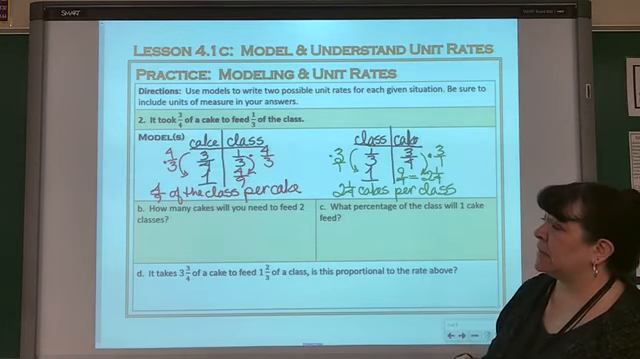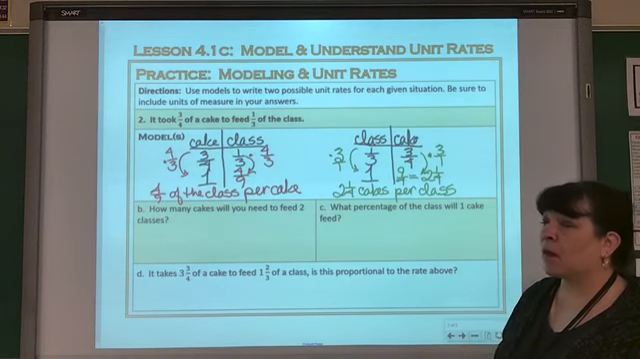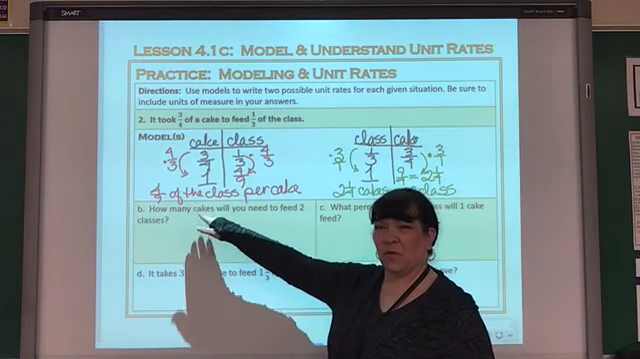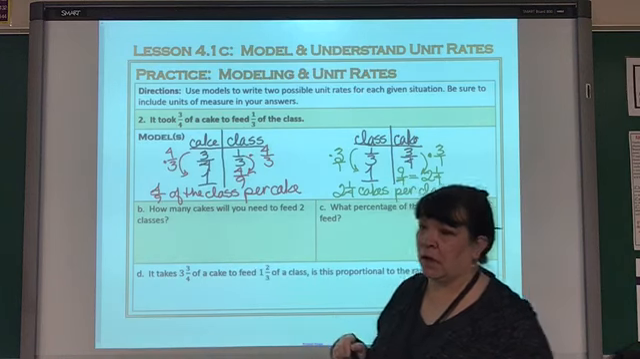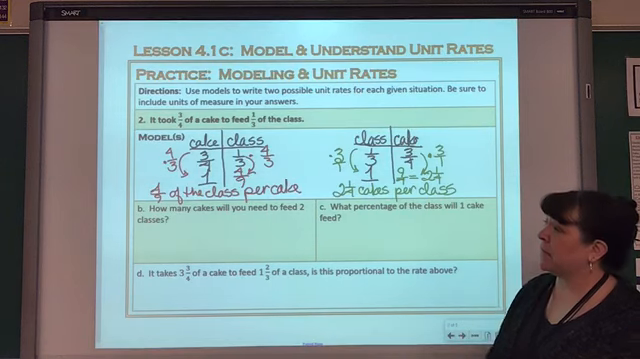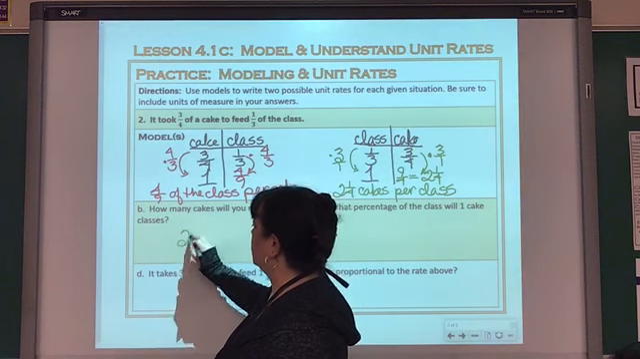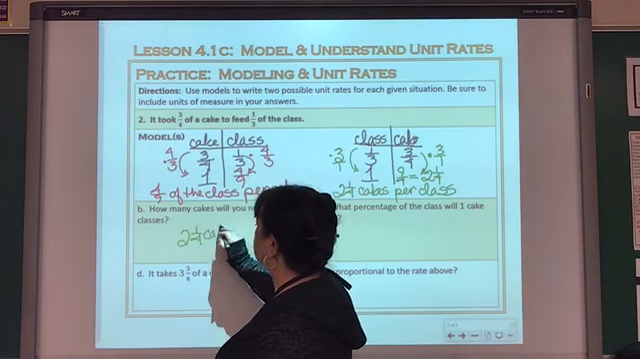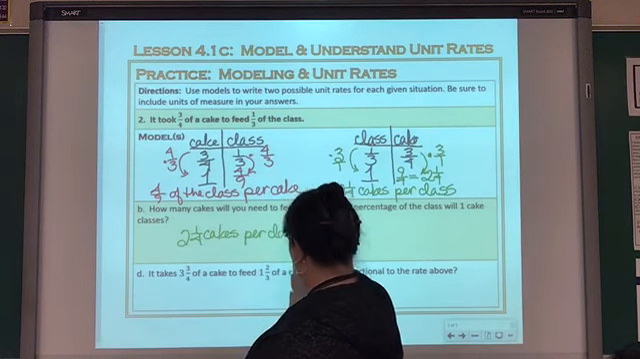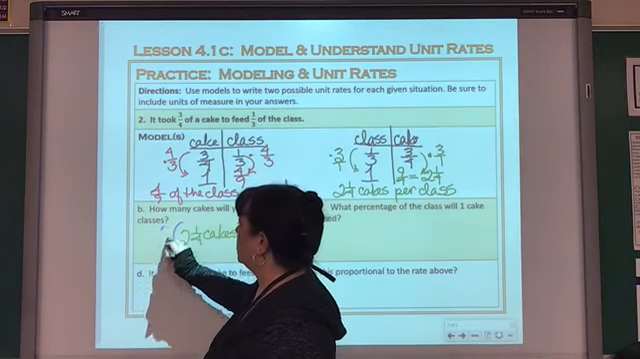This next question says, how many cakes will you need to feed 2 classes? Well, let's see. To get to 2 classes, do I want to start with 4/9 of the class? Probably not. Do I want to start with a whole class? That's probably my best. So I am going to use that 2 1/4 cakes per class, and I am then going to multiply it by 2.